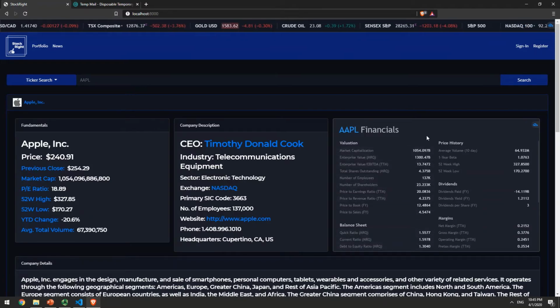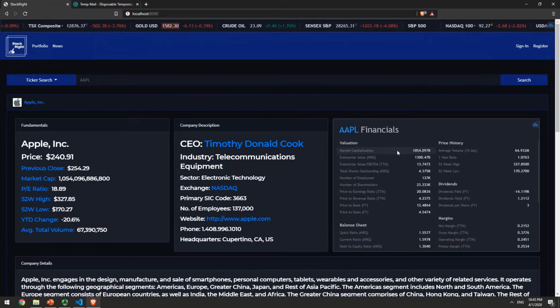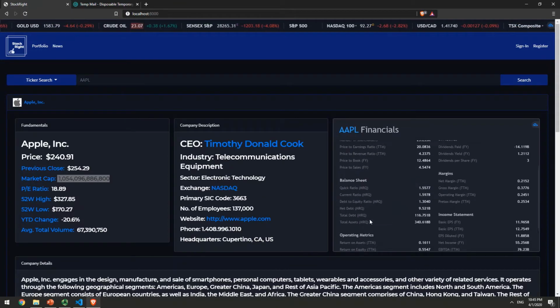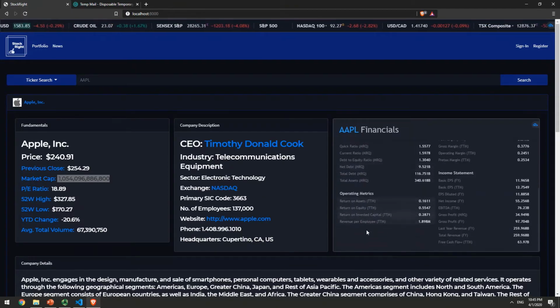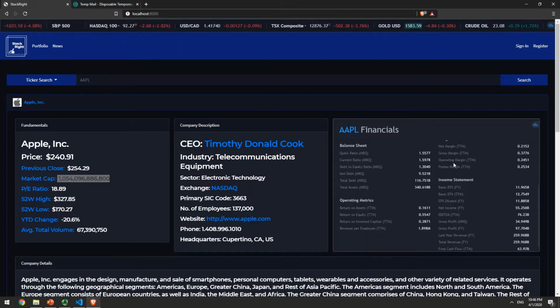On the right here, we have the financials for this company, which consists of valuation. So you can see market capitalization is also here and here. Yeah, we've got enterprise value, number of employees, number of shareholders, balance sheets, operating metrics. We have an income statement. This is the most recent income statement for this company. Gross profit was 34.94 billion. Dividends, how much dividends are they paying out? This is price history, things like 52-week high, low, average volume, 1-year beta.